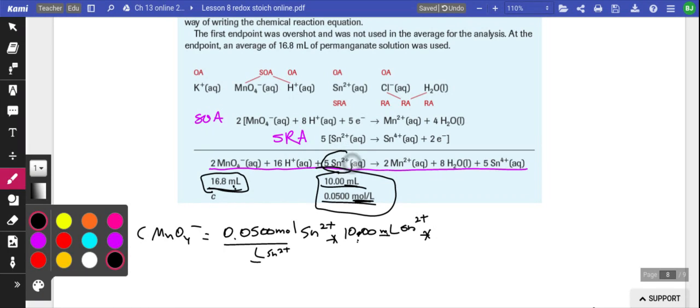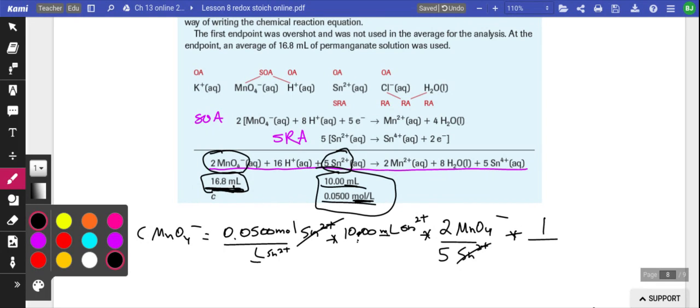So I need my balanced equation. There's my tin 2+, and there's my permanganate. So the one we're looking for on top, the one we want to cancel out on the bottom. Okay, those are gone. And now I have my moles of permanganate, and I want the moles per liter.